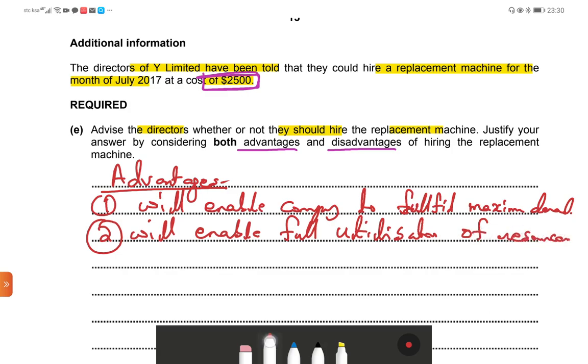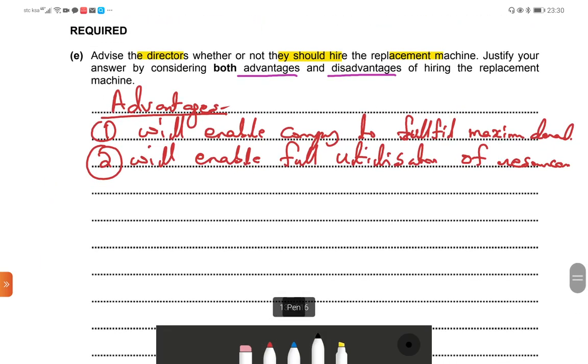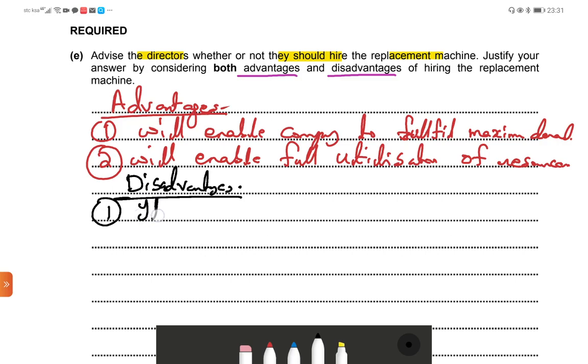Then what are the disadvantages here? The cost will be more. When they are hiring the replacement, they have to pay 2,500. So when the cost is more, what will happen? It will reduce the profit.